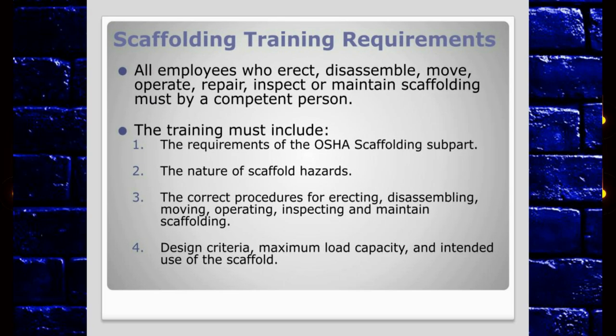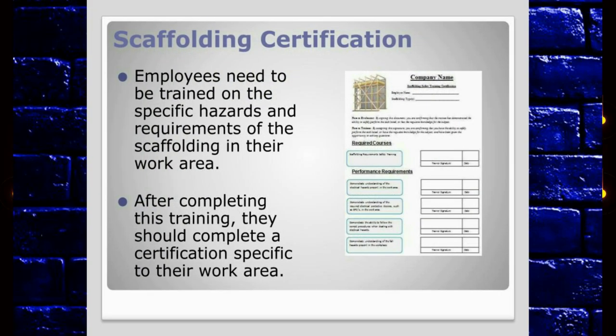All employees who erect, disassemble, move, operate, repair, inspect, or maintain scaffolding must be a competent person. The training must include the requirements of the OSHA scaffolding subpart, the nature of scaffold hazards, the correct procedures for erecting, disassembling, moving, operating, inspecting, and maintaining scaffolding, design criteria, maximum load capacity, and intended use of the scaffold. Scaffolding certification. Employees need to be trained on the specific hazards and requirements of the scaffolding in their work area. After completing training, they should complete a certification specific to their work area. Here's an example of a company certification program.